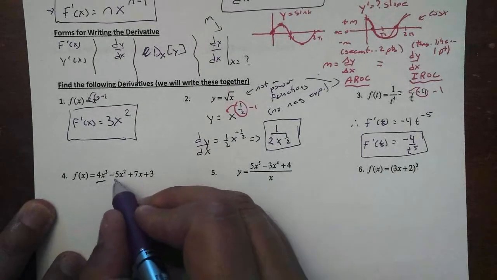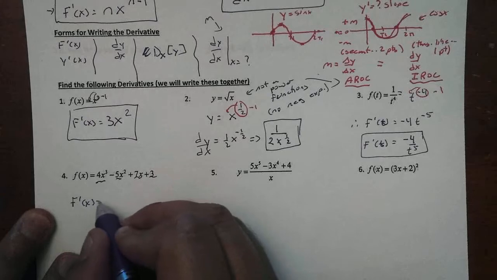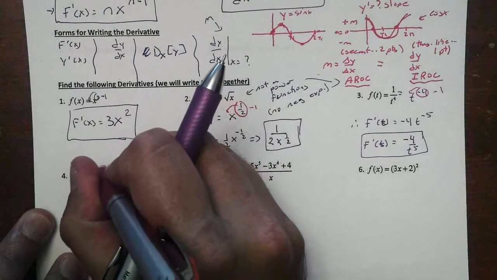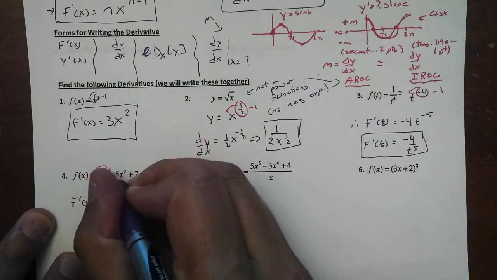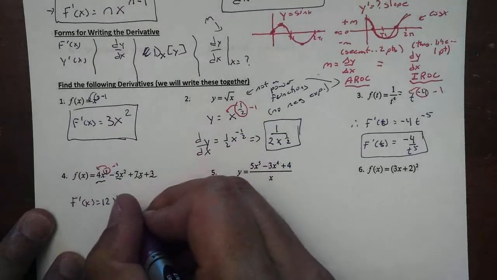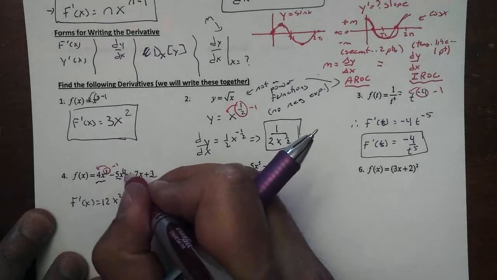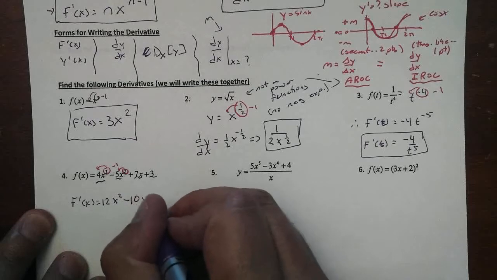Now number 4, look at this. We have 4 functions here. So when I want to take the derivative, I just do each one separate. The first one, I'm going to drop it like it's hot. This becomes 12x. If I subtract 1 from the 3, I get squared. Minus, notice when I'm dropping it down, I'm multiplying. This becomes 10. 2 times 5 is 10x.